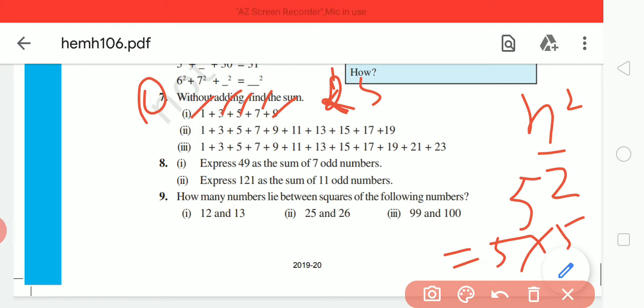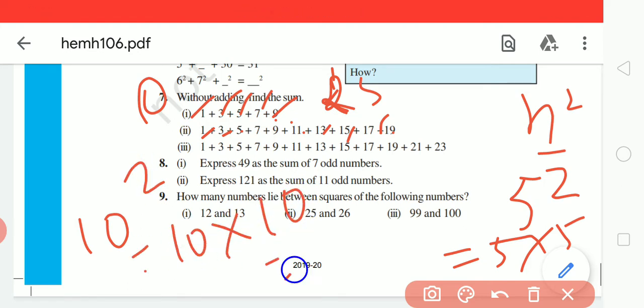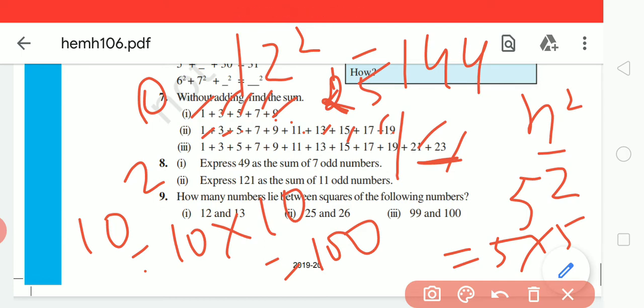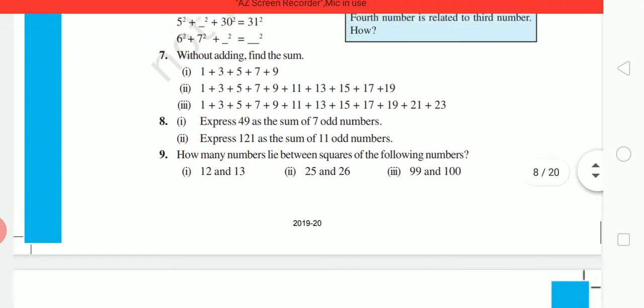Now see in the next one how many numbers you want to add. 1 2 3 4 5 6 7 8 9 10, 10 numbers you want to add. So 10 square will be the answer, that is 10 into 10, 100, right? So likewise you can do the next one also. Here we have given up to 10, 11 and 12 numbers. So 12 square is 144, right? So this is the formula n square, remember it. Now come to question number 8.